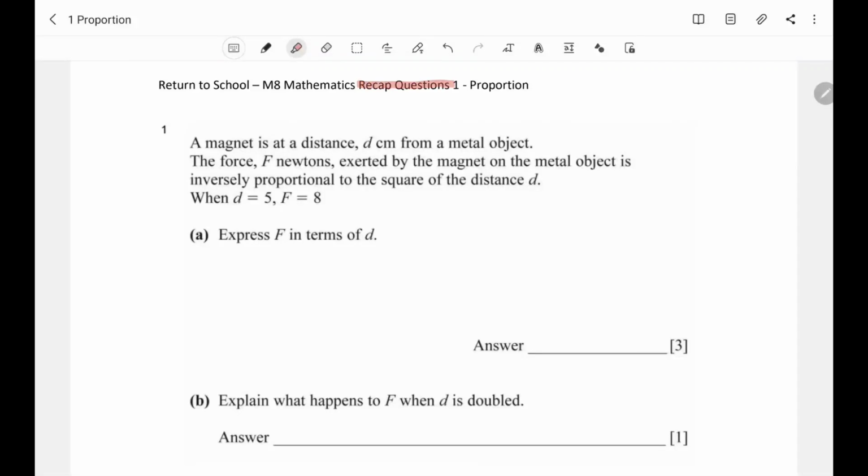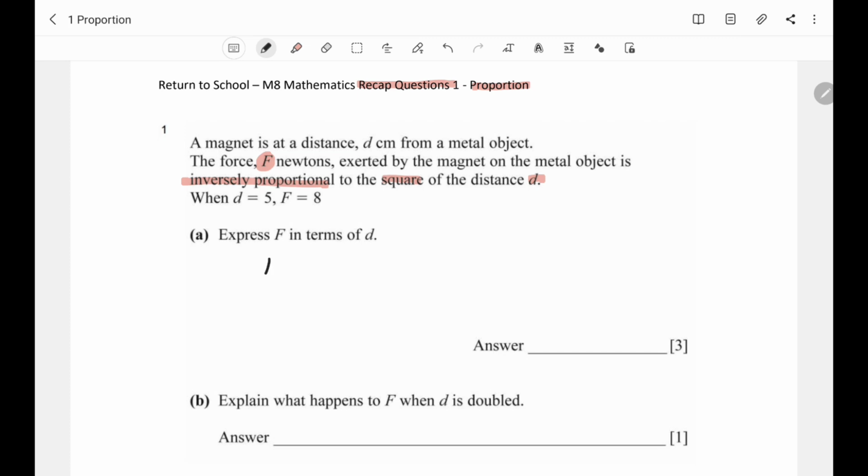The first set of recap questions is on proportion. A magnet is at a distance d from a metal object. The force F exerted by the magnet on the metal object is inversely proportional to the square of the distance d.